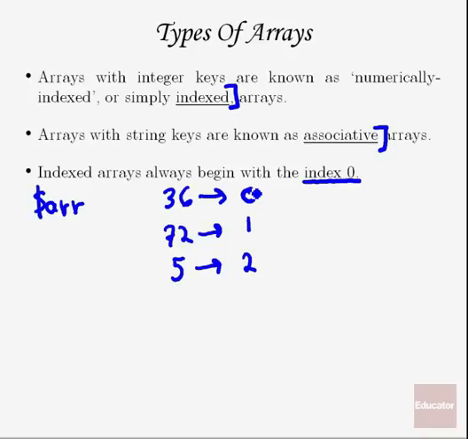The other option would be that you could define an associative array. And let's say we have the same data values, except that now we're going to use keys that are strings.